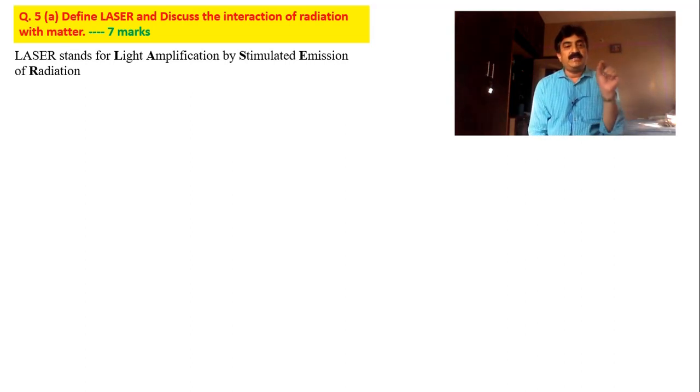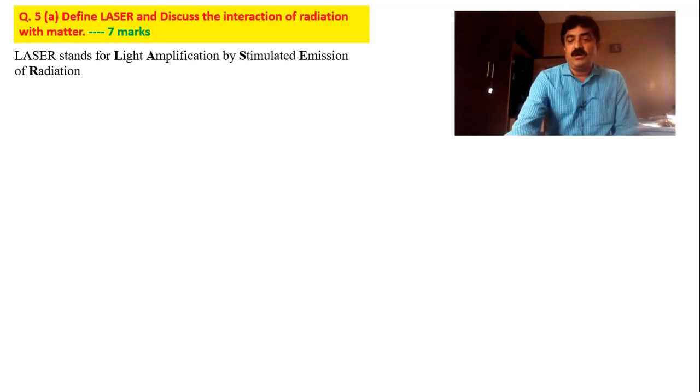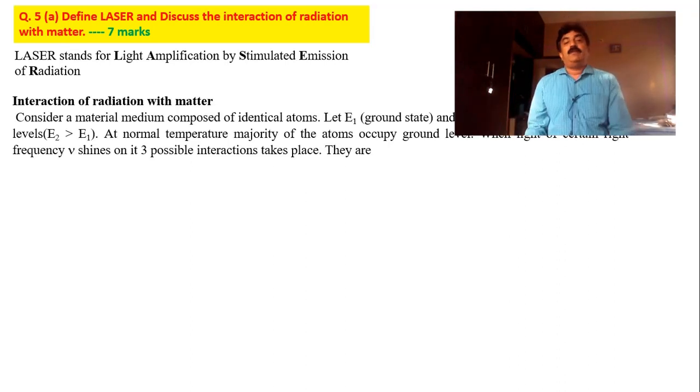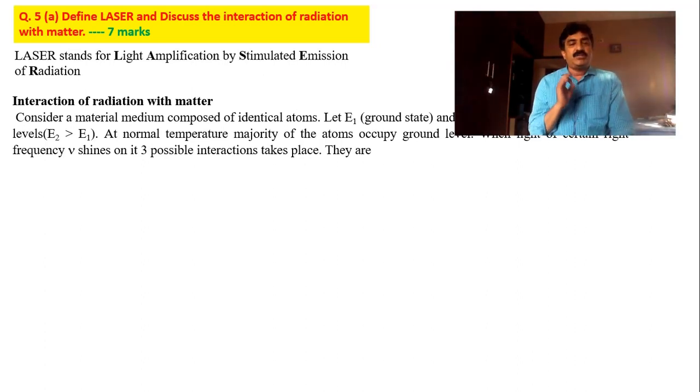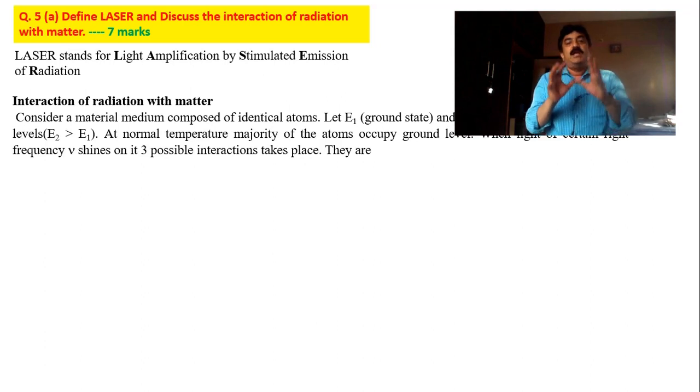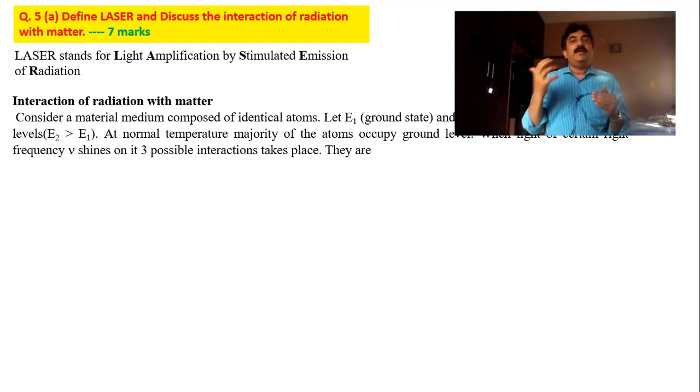Dear students, laser is a short form: L for light, A for amplification, S for stimulated, E for emission of, R for radiation. And when light falls on the substance, the matter will interact with radiation or electromagnetic wave in 3 different ways. Before that you have to explain a little bit about the matter. In the matter, atoms will be in different energy levels. Lowest energy level is ground state, I call it E1, and all other higher levels are excited states.